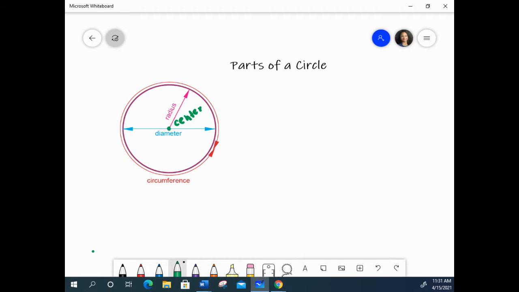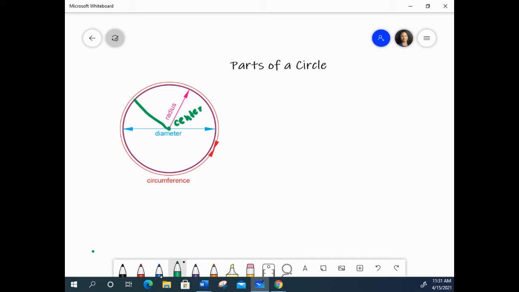Now, coming from the center, we do have a line, which I'll show in pink here. It's going from the center to the edge of the circle, and that is called the radius. Okay, so the radius just goes from the center point to an outside edge. Now that means that your radius can be how it's shown here in pink, or it could be going off like this, so on and so forth, as long as it's going from the center to the edge.